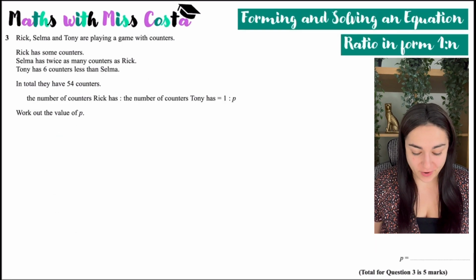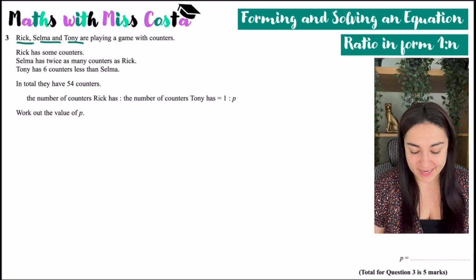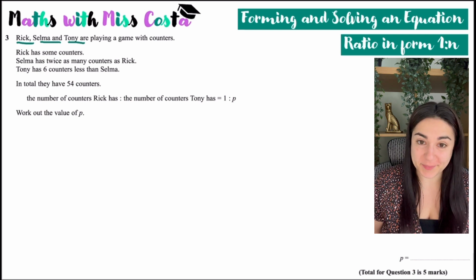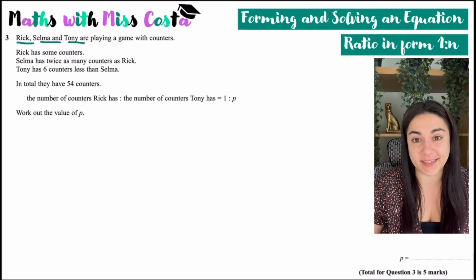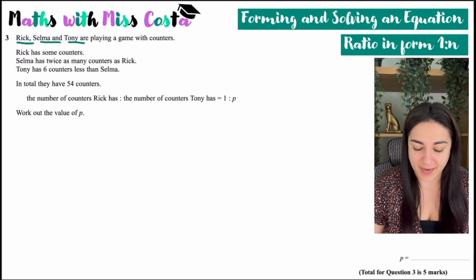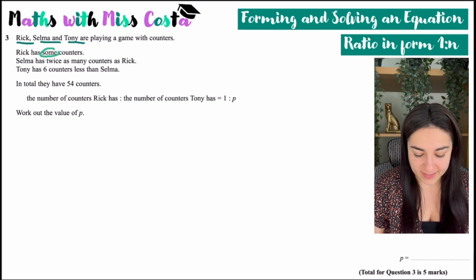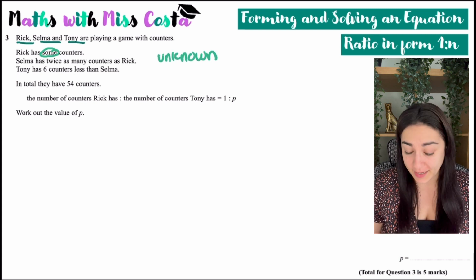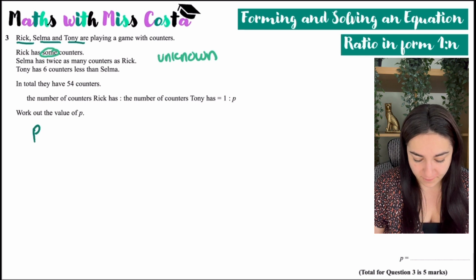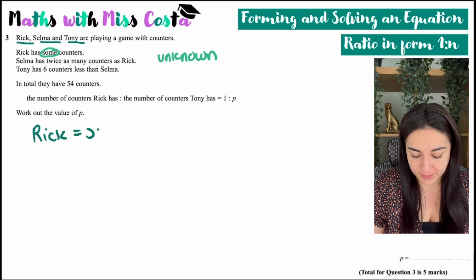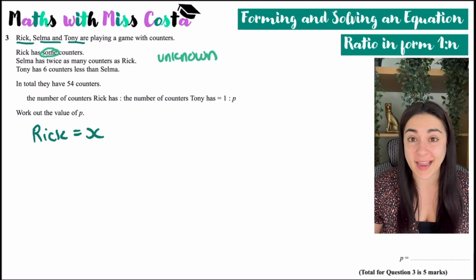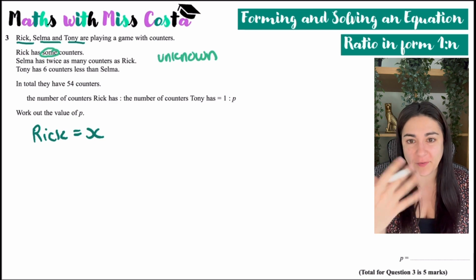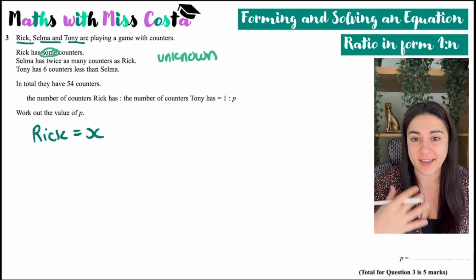Okay, so in this question, I'm told that Rick, Selma and Tony are playing a game with counters. Rick has some counters. Selma has twice as many counters as Rick, and Tony has 6 counters less than Selma. Now, the key vocabulary here is sum, okay? So I know that I have an unknown, and whenever I have an unknown, it's always really helpful to use algebra. So if I start with Rick, Rick has some counters, so I can just call that X. I don't know how many counters he has, but I know that people's counters are spoken about in relation to his. So if I call his X, I can manipulate everything else around that.